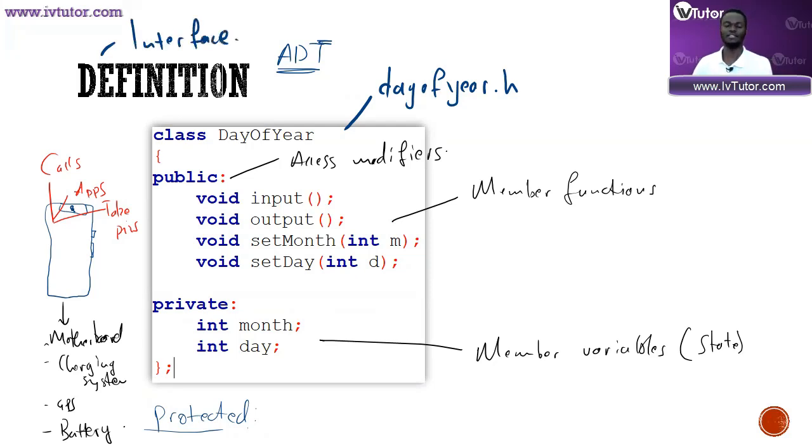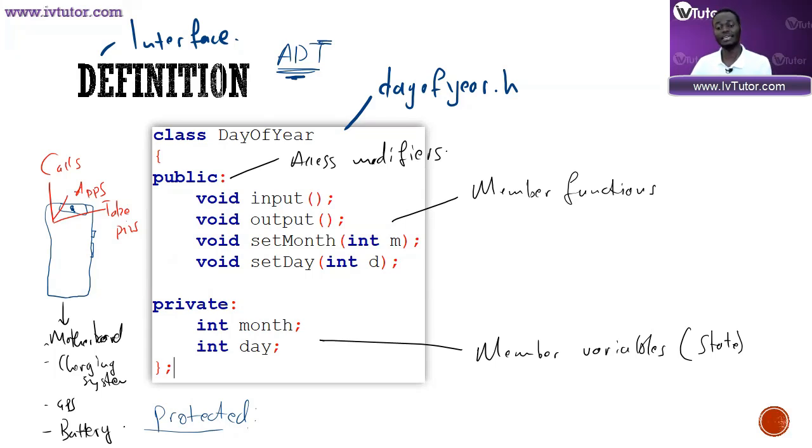Whenever we define classes, we always define them in a separate file. So the class definition goes in a separate file. We'll talk about this later on when we talk about ADTs. But whenever you define a class, you define it in a separate file, which is referred to as the header file, or the class interface.